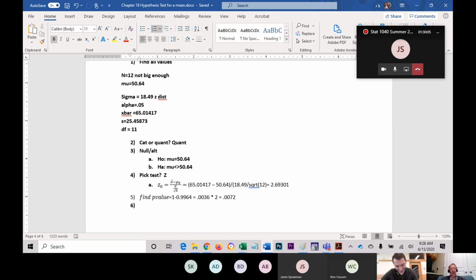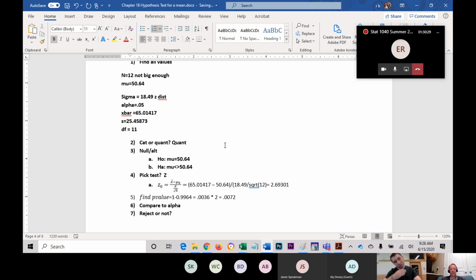All right. So now, as Seth said, we're going to compare to our alpha. And step 7 is what, Allie? Decide whether to reject or not reject. Okay. And what do you think? Well, the p-value is significantly smaller than the alpha. So it would be do not reject.